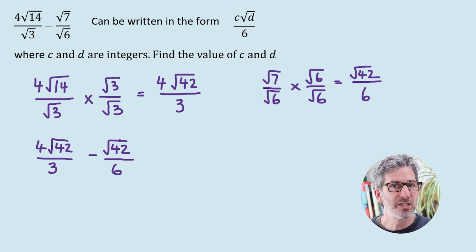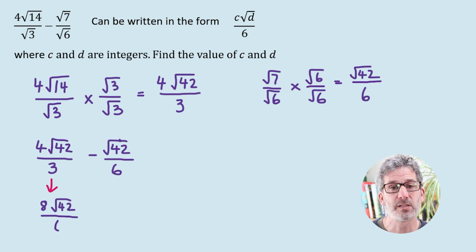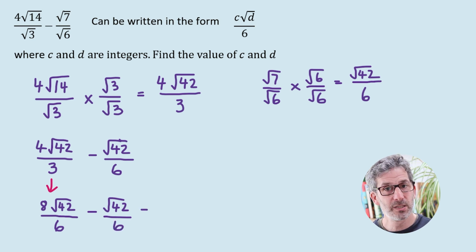So when adding fractions, as we mentioned, we have to have a common denominator. And if we multiply the numerator and the denominator in that first fraction by 2, that will give us an equivalent fraction with a denominator of 6, the same as the second fraction. So multiplying the numerator by 2 gives us 8 root 42, and obviously multiplying that denominator by 2 gives us 6. So the calculation is now 8 root 42 over 6 minus root 42 over 6.